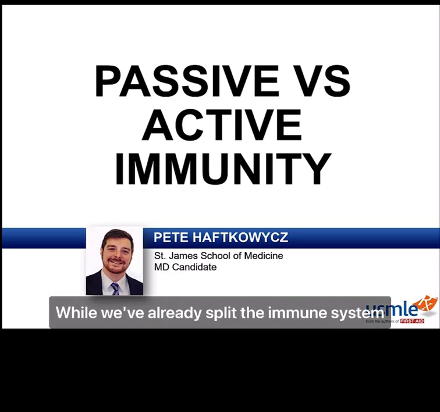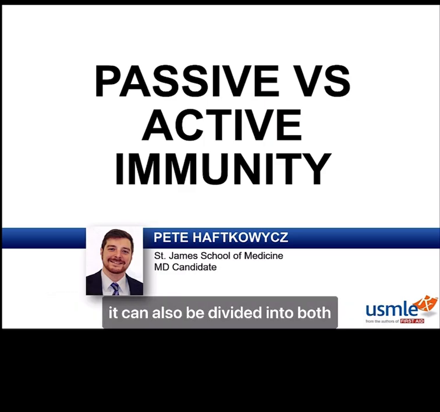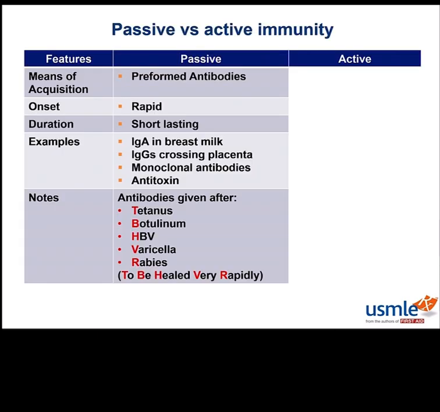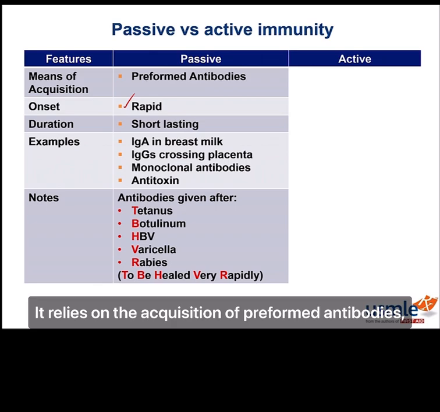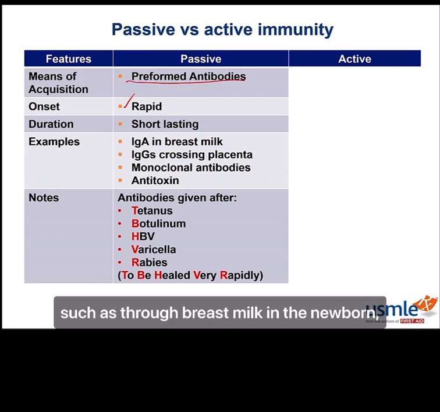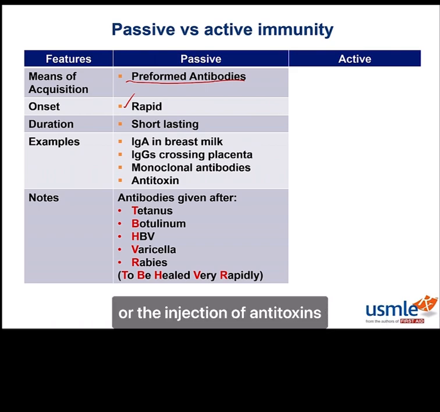While we've already split the immune system into the innate and adaptive categories, it can also be divided into both a passive and an active arm. Passive immunity is the quicker of the two to act. It relies on the acquisition of pre-formed antibodies, such as through breast milk in the newborn, or the injection of antitoxins or humanized monoclonal antibodies. Unfortunately, it has a short half-life of only about 3 weeks.